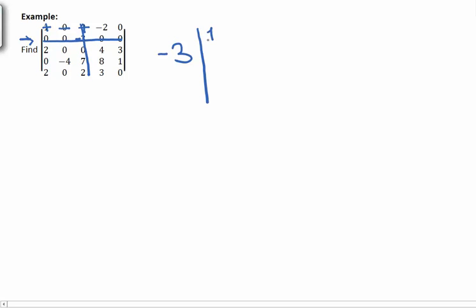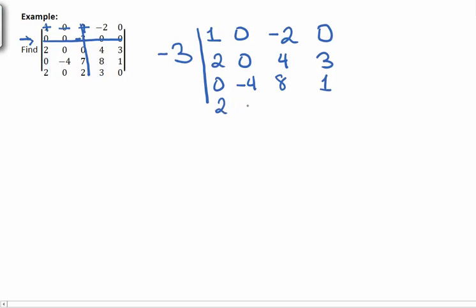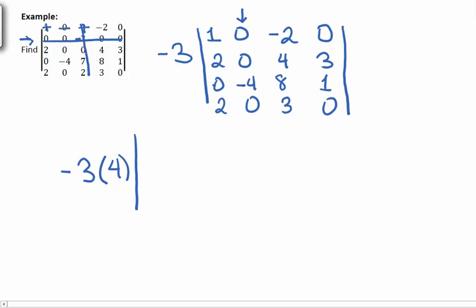leaves me with 1, 0, minus 2, 0, 2, 0, 4, 3, 0, minus 4, 8, 1, and 2, 0, 3, 0. At this point, I'm going to go down the second column because once again it has lots of zeros. So this negative 4 is in a plus, minus, plus, minus spot. So it's going to become a positive 4. And we'll delete that row and column.